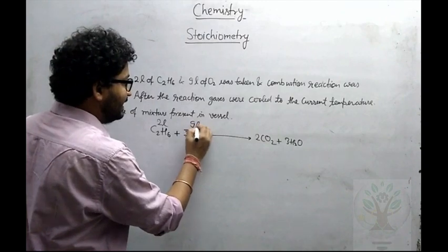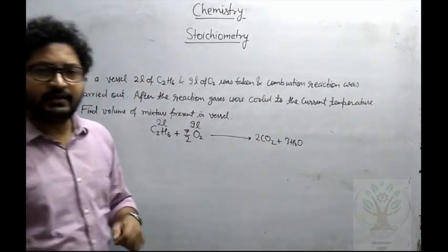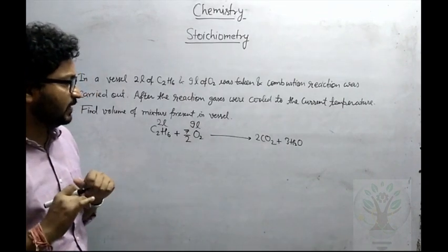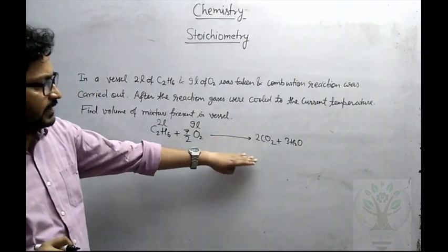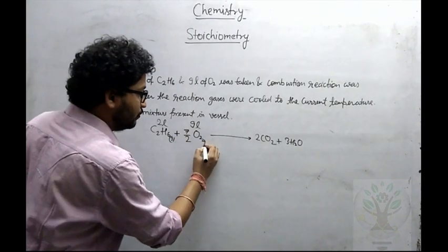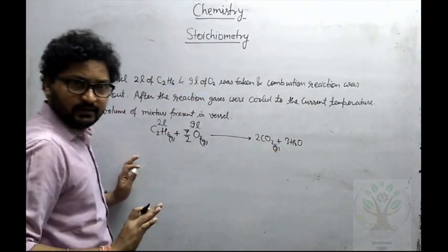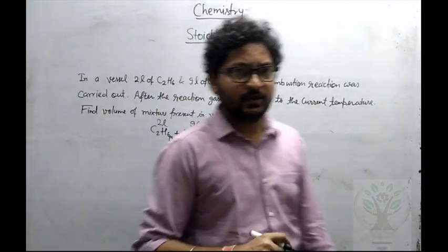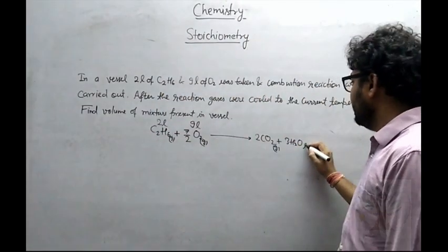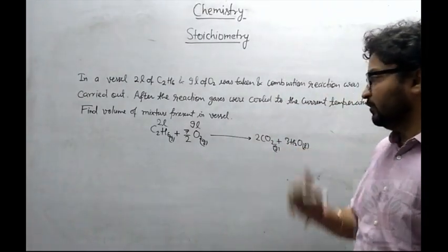we have 9 liters of O2. So we have to find the volume of the gaseous mixture. Now tell me one thing. In the reaction, what will happen? What is C2H6? C2H6 is a gas. It is ethane. What is O2? O2 is also a gas. Now what is CO2? CO2 is also a gas, isn't it? Now what will water be at room temperature, 25 degrees Celsius? That means it will be liquid.